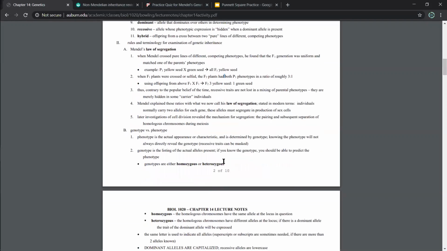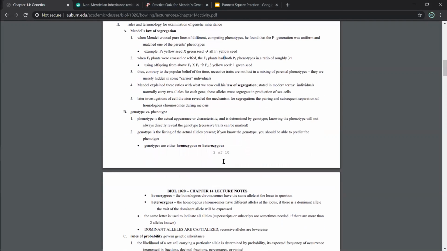Okay, so now let's get into Mendel, right? Mendel created three laws, which we will talk about. The first law is the law of segregation. Pretty much the law of segregation states that each parent is going to give you one gene or one allele. And so you will have two alleles.